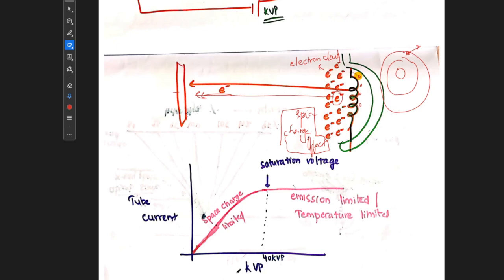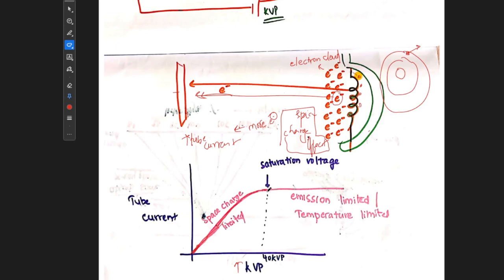As we increase the kilovoltage peak, that is, as the voltage is increased, more electrons gain energy to overcome the space charge effect and to hit the anode. As a result, more electrons mean more tube current. So as we increase the kilovolt peak, the tube current also increases.